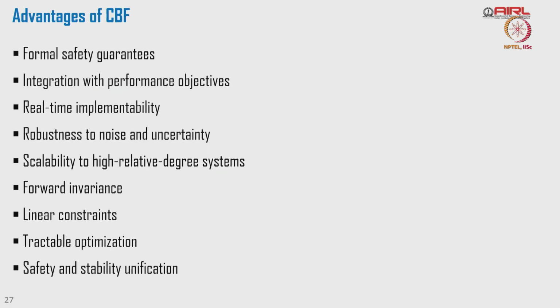Okay, we'll see the advantages of control barrier function. It gives formal safety guarantees mathematically. It can be integrated with other performance objectives which are being delivered by the nominal controller. There is real time implementability due to the convex optimization. Quadratic programming problem is a convex optimization problem. Okay, it is robust to noise and uncertainty. The control barrier function can be designed like that. Scalability to high relative degree systems. This I encourage the students to read in more detail.